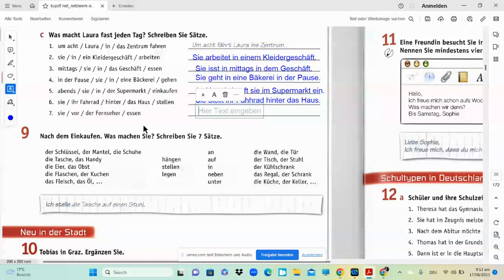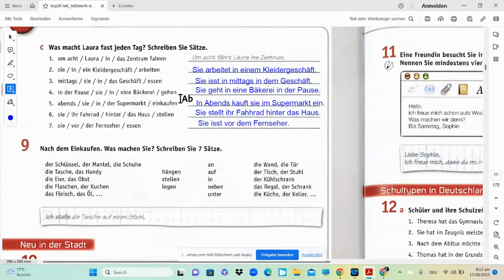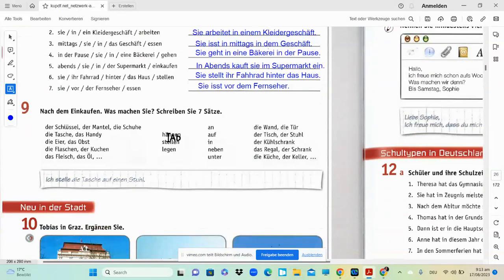Okay, and then the Fernseher essen. So sie isst vor dem Fernseher. Okay, she eats in front of the Fernseher. There's no motion. That's the reason it's going to be dative. Okay, so again, one more very nice exercise, I must say. Try to repeat it once or twice and then you're good to go.